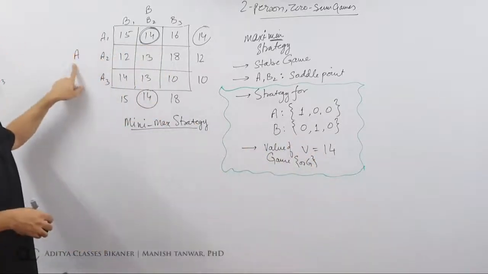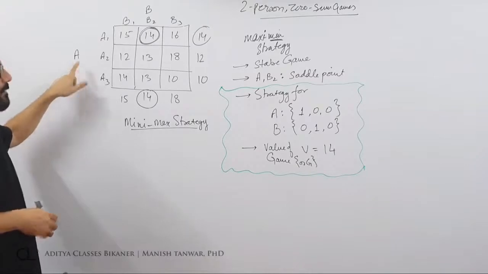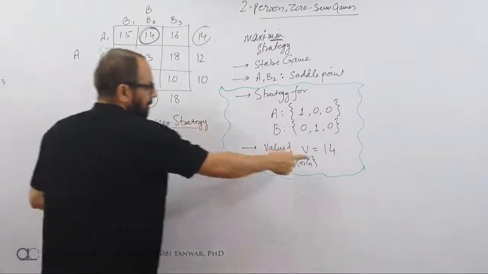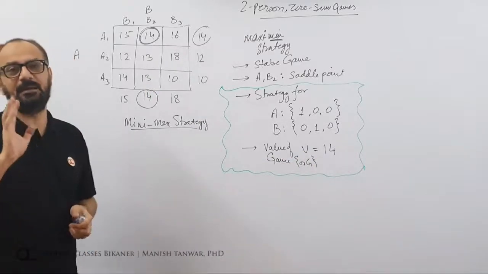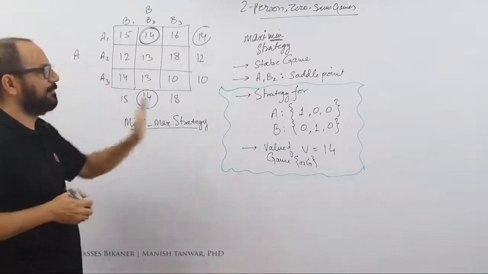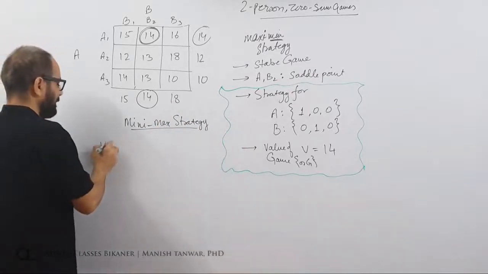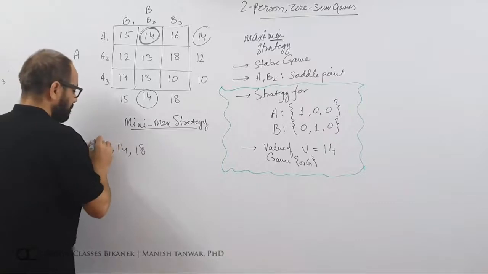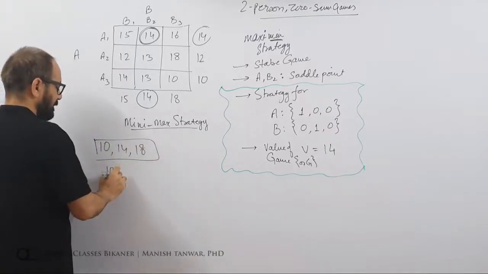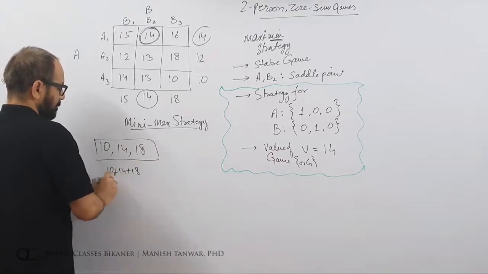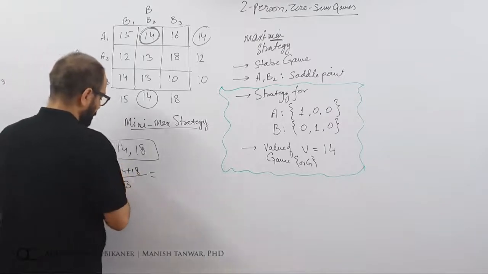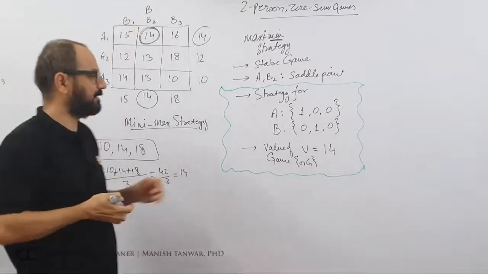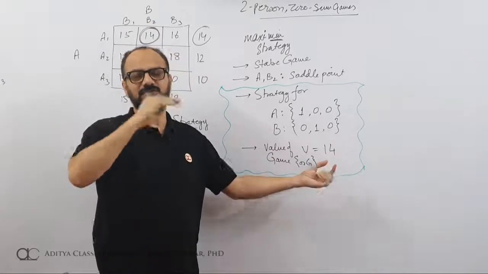For A, that is, if you play this game 10 times, on an average, A will be getting 14, a gain of 14. It might so happen that it might win only 10. In another game, it will win 14. In another game, it will win 18. But if you add these and take average, 10 plus 14 plus 18 divided by 3, 42 divided by 3, average would be 14. If this game is played n number of times, average return for A would be 14. This also means average loss for B will be 14.